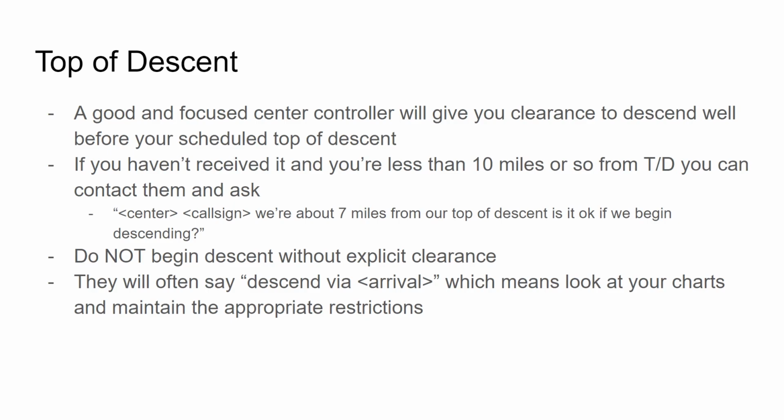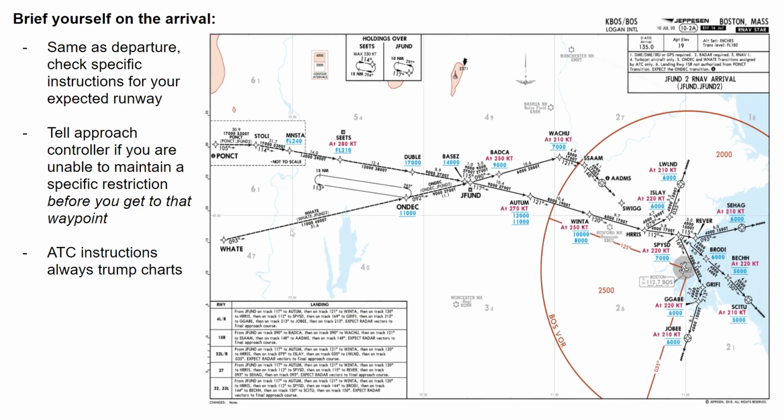Actually, you never want to deviate from your cruise altitude in any way without clearance, unless emergencies and such, but those don't really exist in simming. Usually when they give you clearance, they'll say descend via the arrival. So they'll say, "Maple 7654, at your discretion, descend via the JFund 2 arrival." And then they might leave it at that.